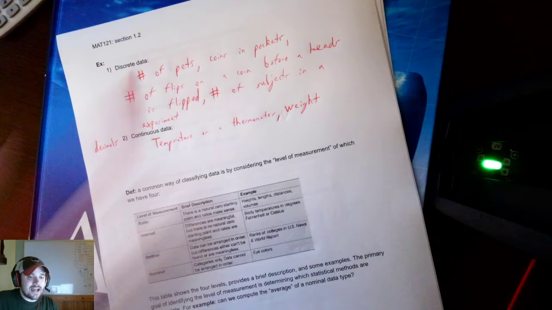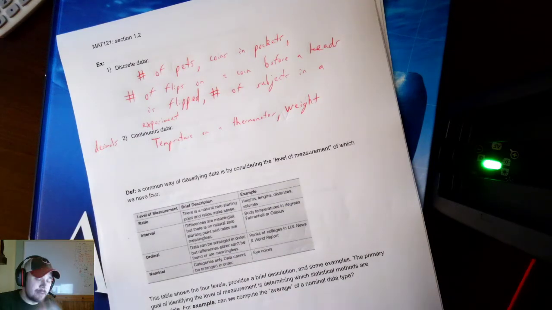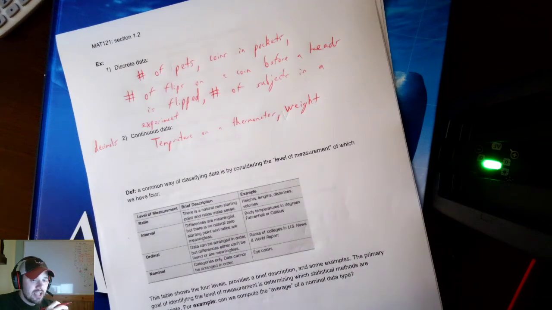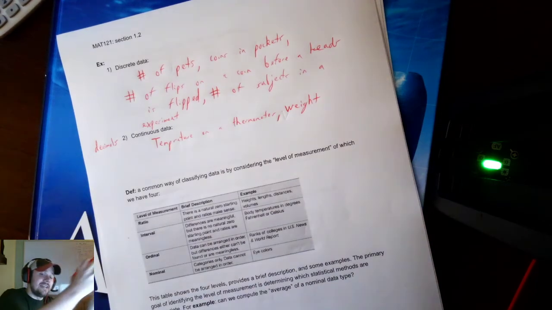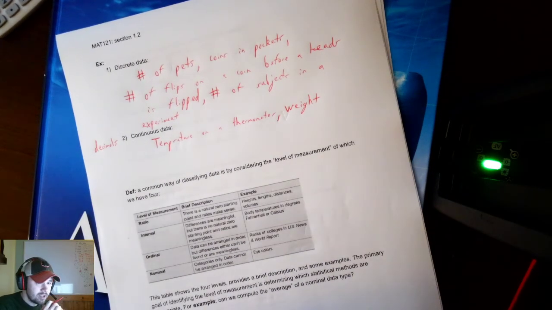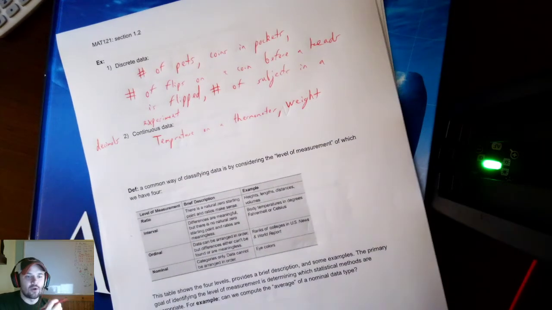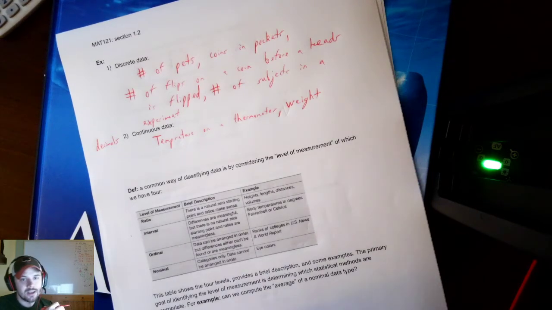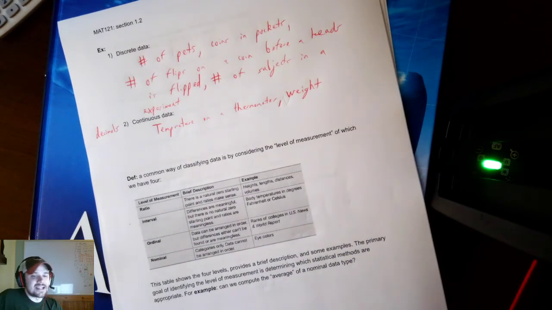Whereas discrete data, I like to think of, can I count out all the options? Can I list all of the options? Could I write them all out? If you gave me an option, could I find the next option? If somebody said they have 5 pets, what's the next choice for the number of pets? 6. If someone said they had 83 coins in their pocket, what's the next choice for coins in pocket? 84. You can count. You can find the next value.